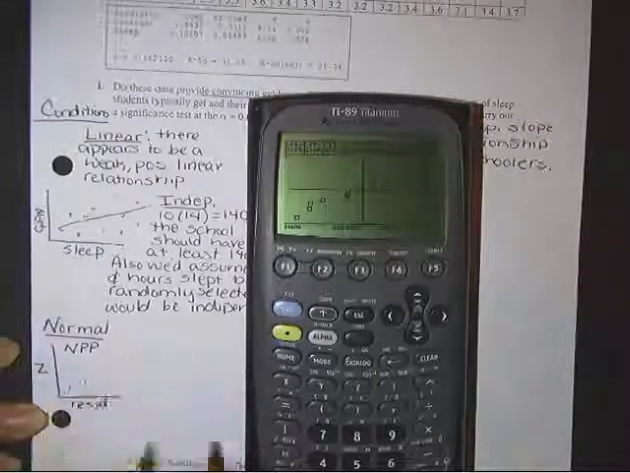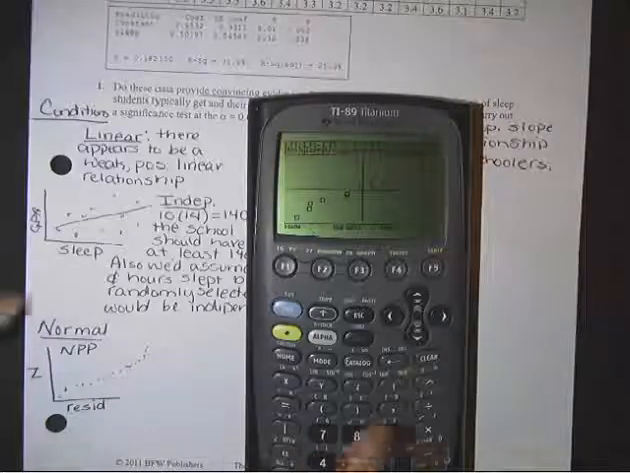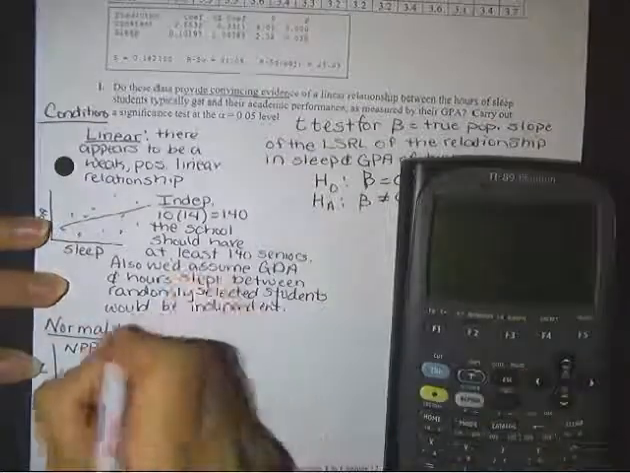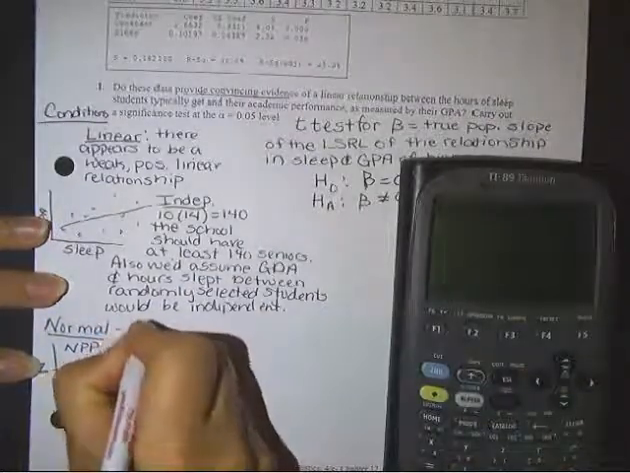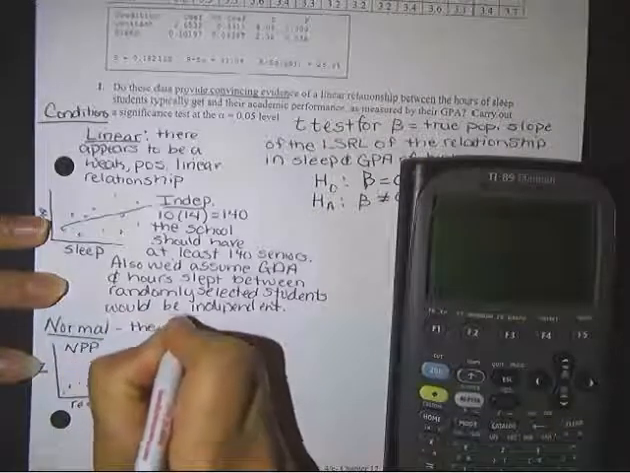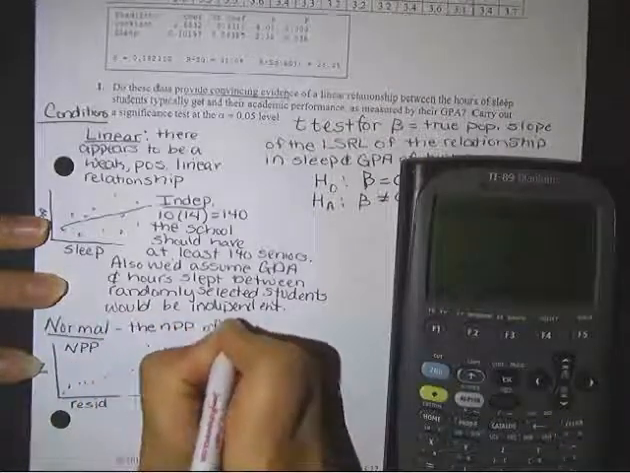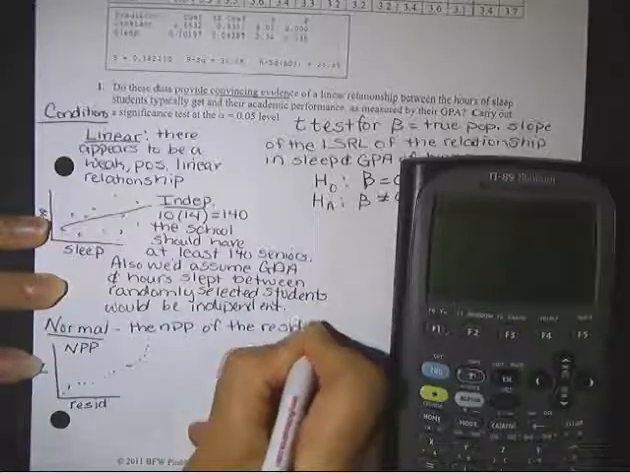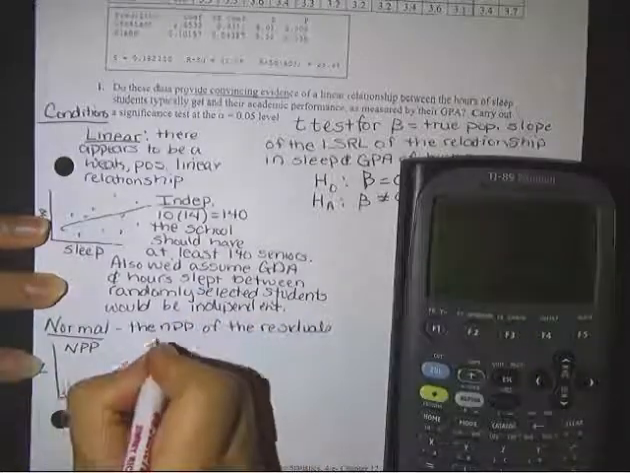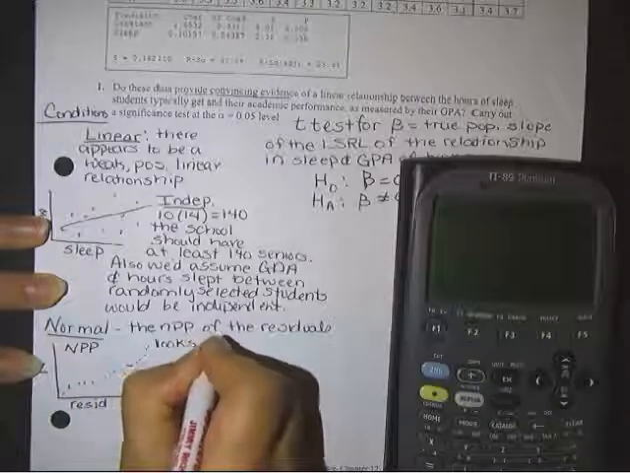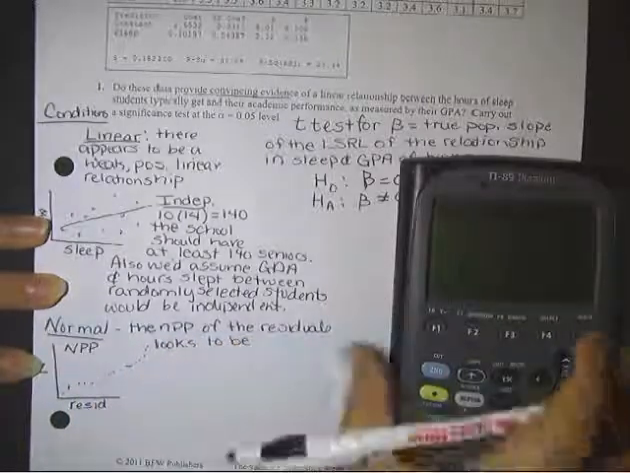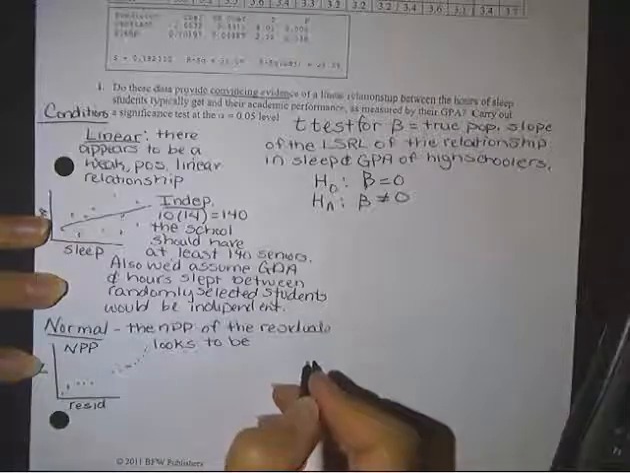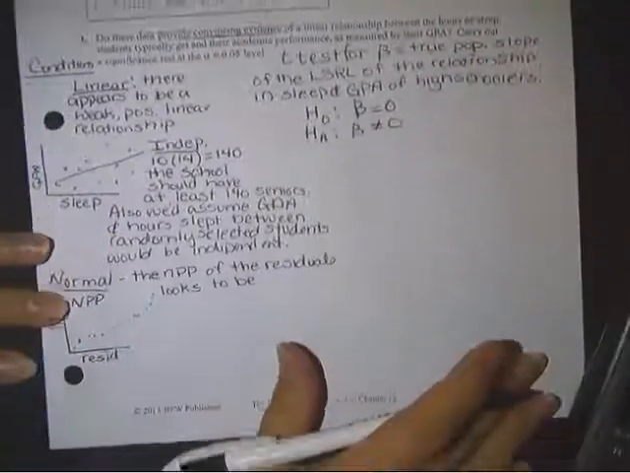Okay, and then the normal probability plot of the residuals looks to be, and you really just need to talk about how linear it is. You don't necessarily need to say it's normal or approximately normal. Looks to be somewhat linear.